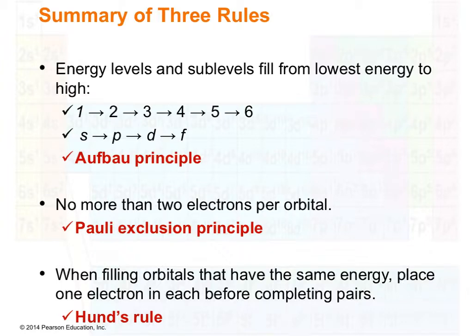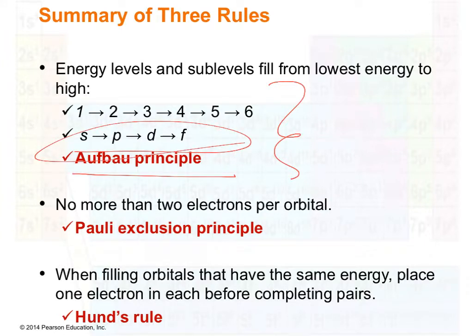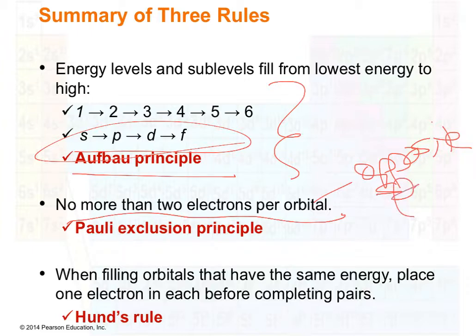So just a quick summary of the 3 rules that you must keep in mind. Aufbau principle: electrons go into the lowest energy orbital first. Make sure you have memorized what the order of orbitals is. No more than 2 electrons per orbital, and if you do have 2 electrons per orbital, they must have opposite spin. I forgot to add that. Opposite spin if you have 2 electrons in the same orbital. And finally, Hund's rule. When you're putting electrons in orbitals with the same energy, put 1 electron in each of the equal energy orbitals before pairing any of them.